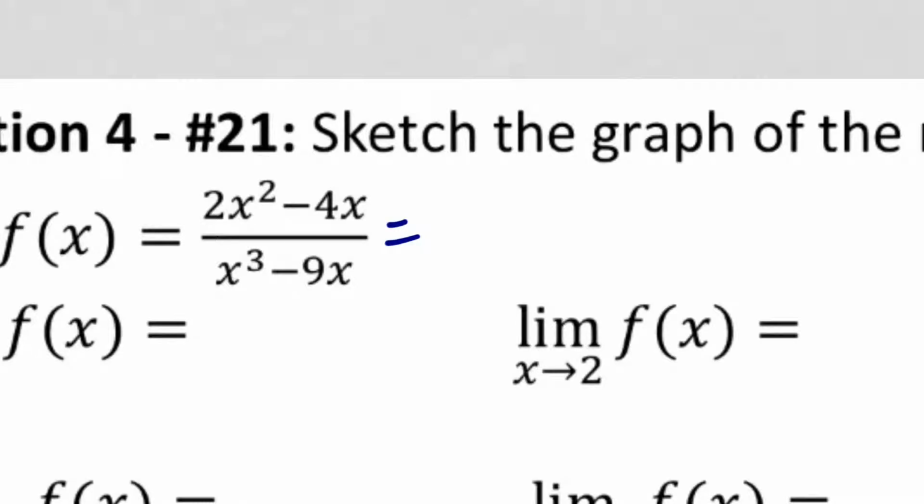In the top, we're going to pull out a 2x. And what will we have? Well, we'll be left with an x minus 2. Does that work? 2x times x is 2x squared. 2x times negative 2 is negative 4x.